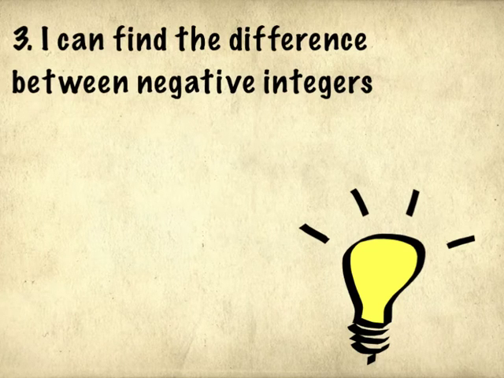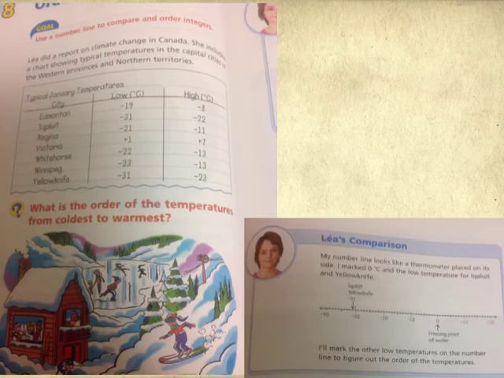And finally, we're going to find the difference between negative integers. So here we have, Leah did a report on climate change in Canada, and she included a chart showing typical temperatures in the capital cities of the Western Provinces and Northern Territories. So here's her list. And you can see she's got the low temperatures here and the high temperatures here. And we want to know what is the order of the temperatures from the coldest to the warmest. So Leah here has made a number line. And she said, my number line looks like a thermometer placed on its side.